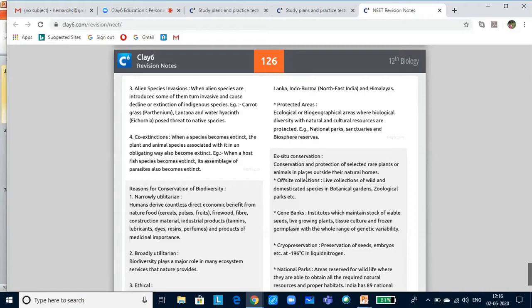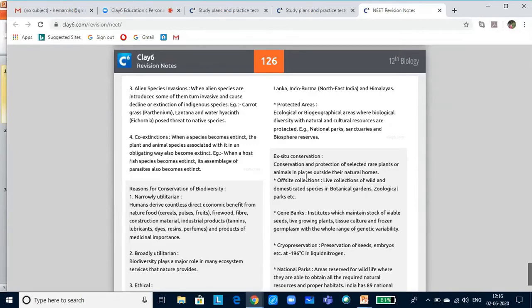Now, the co-extinctions. The extinction of a species may affect the associated plants, animals, and parasites that are co-evolved, as in plant-pollinator mutualism. For example, when a host fish species becomes extinct, its assemblage of parasites also becomes extinct. So, these are known as the evil quartet. If we just once again summarize, habitat loss and fragmentation, over-exploitation by human beings, alien species invasion, and co-extinctions are the reasons for the biodiversity loss.